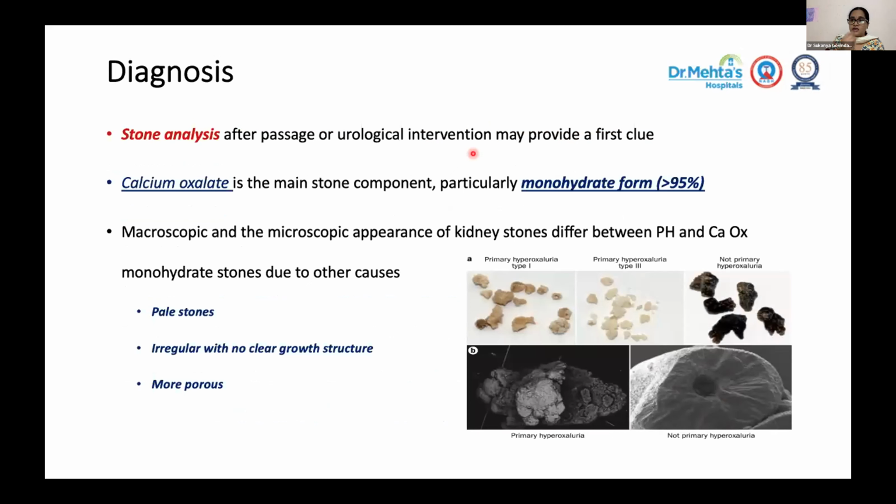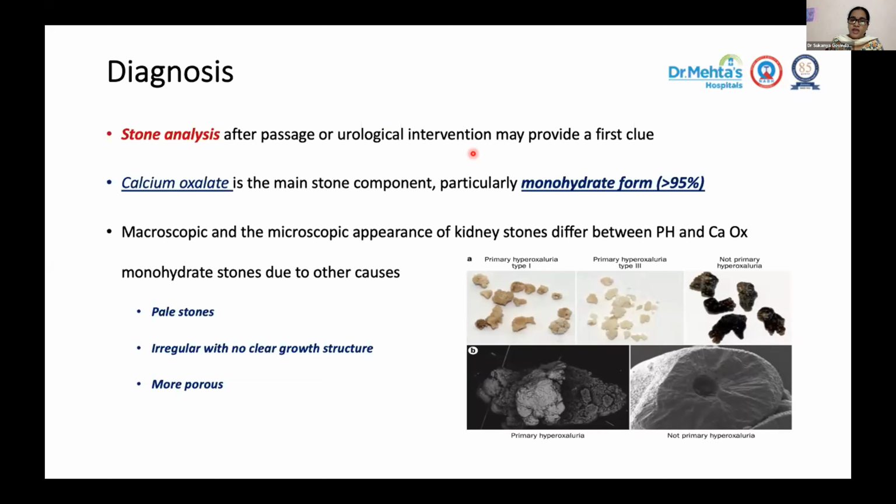Often we start with stone analysis. As I said, many of these patients present with urological symptoms at the first go. So either after stone passage, or a stone diagnosed and you attempt a urological intervention, you get a stone which could be sent for analysis. Calcium oxalate is a main stone component, and particularly its monohydrate form. If it constitutes more than 95% of the stone, it should be considered very pathognomonic of hyperoxaluria.